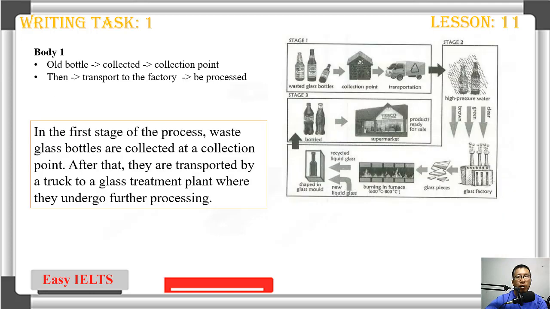Okay, so now we go into writing the body 1. You can start with: in the first stage of the process, glass bottles are collected at the collection point. After that, they are transported by a truck to a glass treatment plant where they undergo further processing.